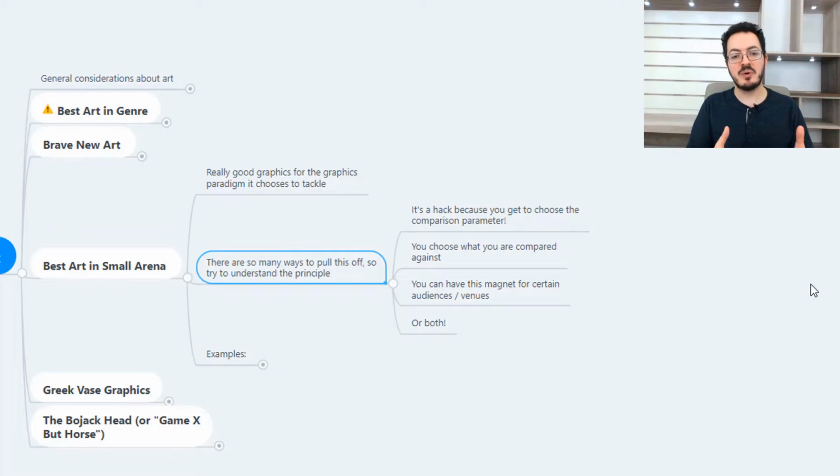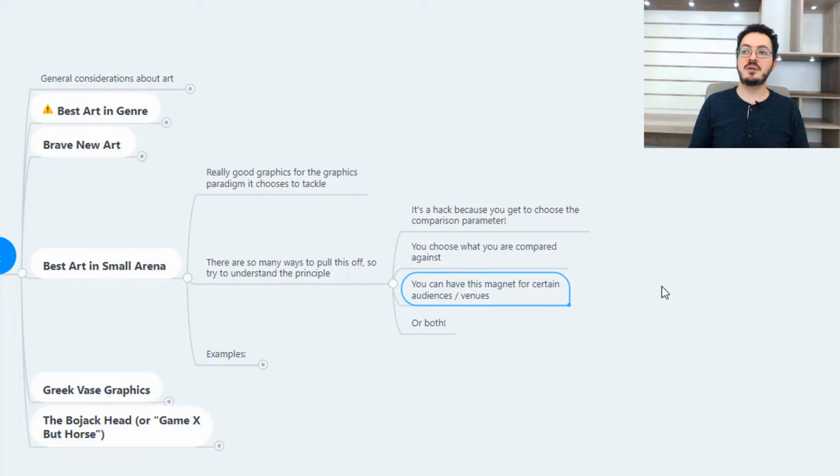So you can choose a small arena where people are used to some sort of style, and then you can make the best freaking looking game ever in that very specific style. This is one way to pull this off, right? Best art in genre, but it's the best art in a small genre or in a small arena, because you are creating a comparison parameter. So you choose what you are compared against. You can have this magnet for certain audiences or venues.